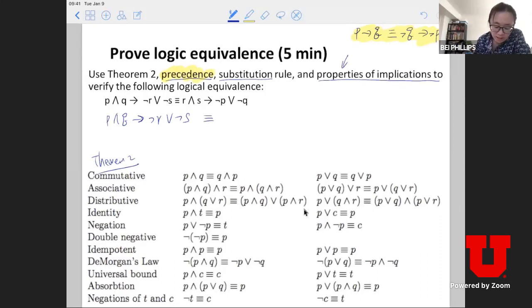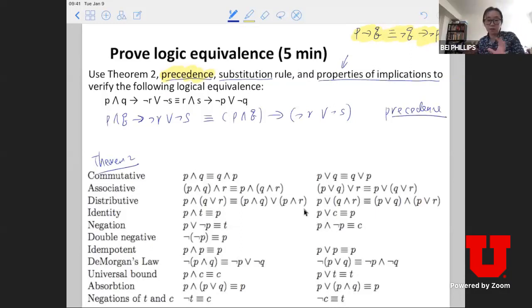What that means is that I'm going to put parentheses over the operation that's going to be evaluated first. So in this case, I'm just putting parentheses between the hypothesis and conclusions. This is just me using what we call precedence. It says that the operation enclosed by the parentheses is going to be evaluated first. Okay, nothing has changed. I haven't done anything.